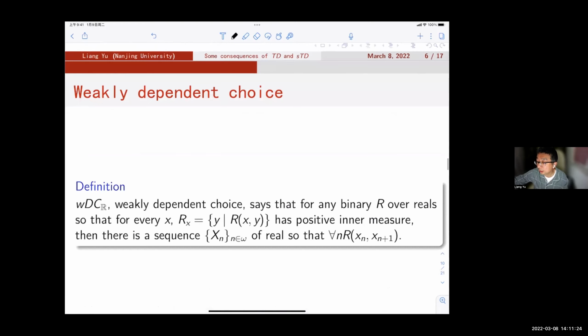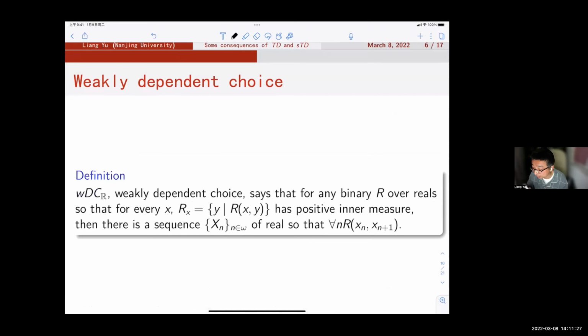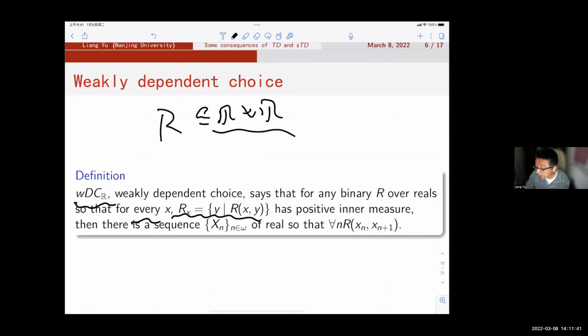So now let's look at the weak version of dependent choice. WDCR means: for a binary relation R over the reals, such that for any x, the set of reals y that have the relation R with x has positive outer measure, because we don't assume every set of reals is measurable, we just assume it has some positive outer measure, then there's a sequence x_n such that for any n, R x_n x_{n+1}.